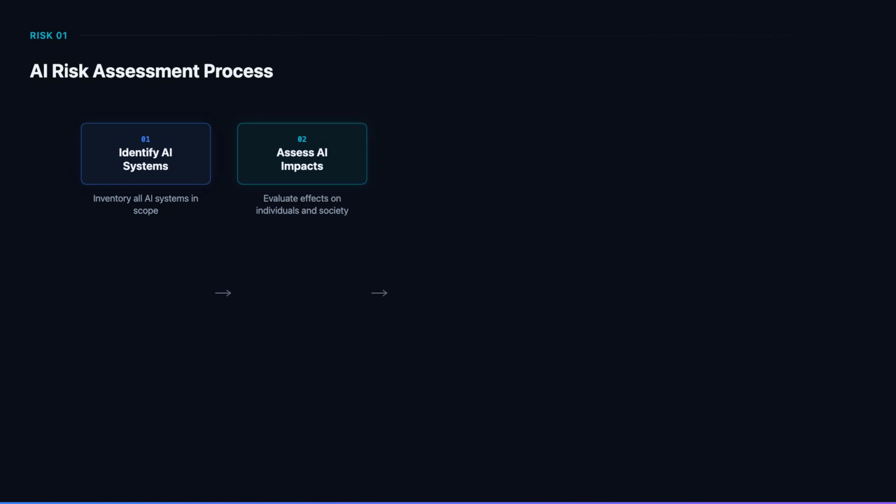Next, assess the potential impacts each AI system may have on individuals, communities, and society. Consider impacts on human rights, safety, fairness, privacy, and environmental sustainability. Identify specific risk scenarios unique to AI, including algorithmic bias, data quality issues, model drift over time, lack of explainability, adversarial attacks, and unintended consequences of automated decisions.